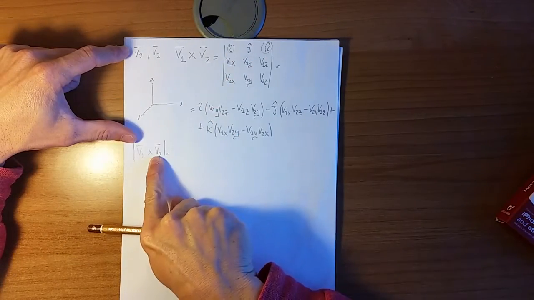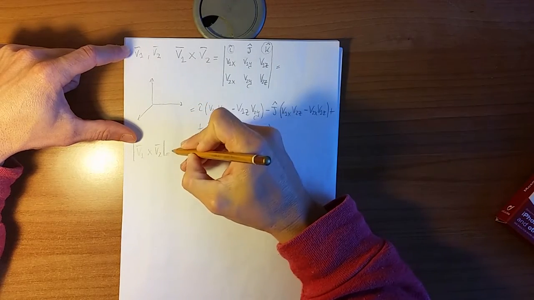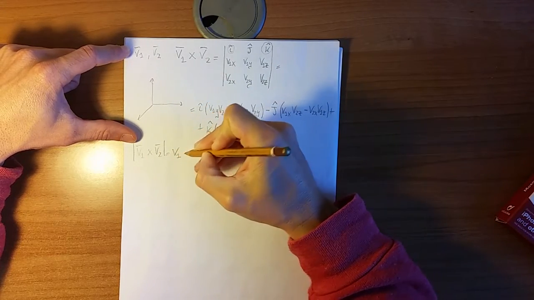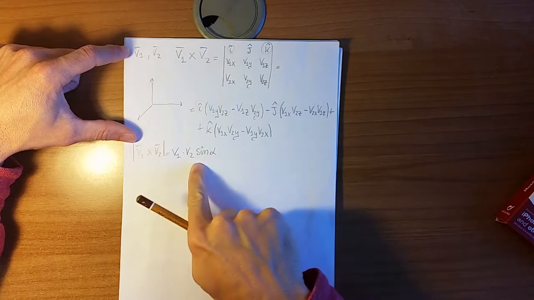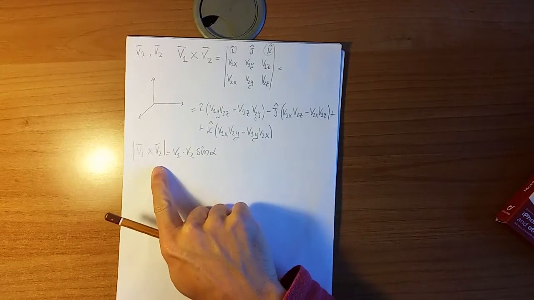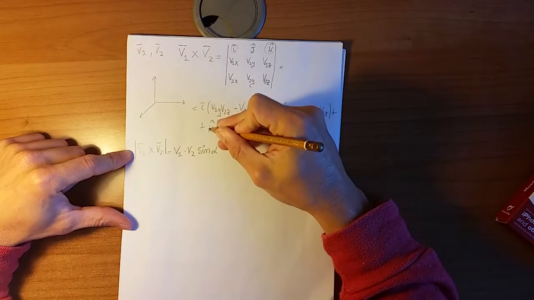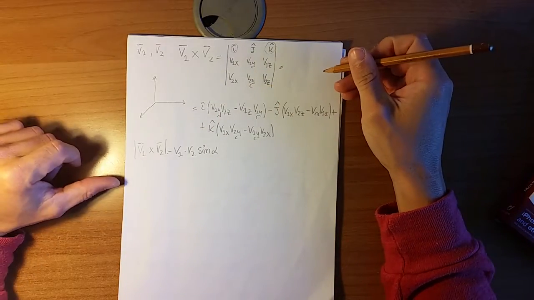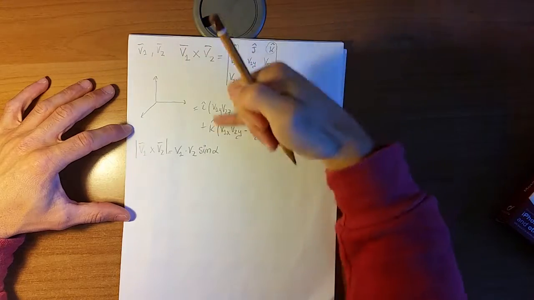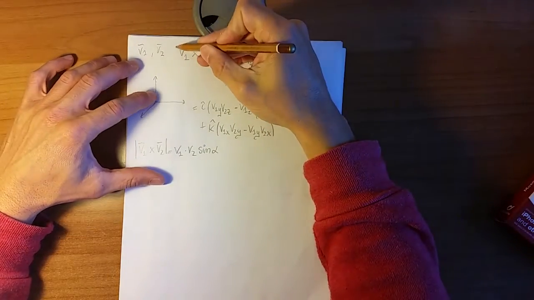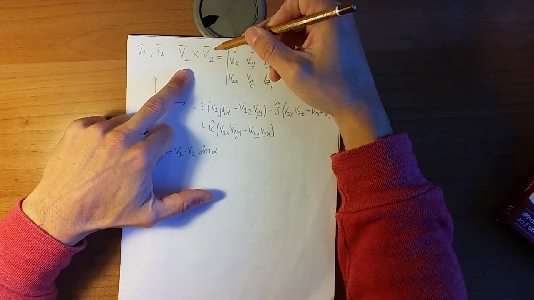If we take the magnitude of this vector we get a scalar, and this scalar we can prove to be equal to the magnitude of the first vector times the magnitude of the second vector times the sine of the angle between the two vectors. So instead of the cosine we have the sine in the case of the cross product. So now it's up to us to show that this expression is equivalent to this one. Obviously we have to calculate the magnitude of this expression.